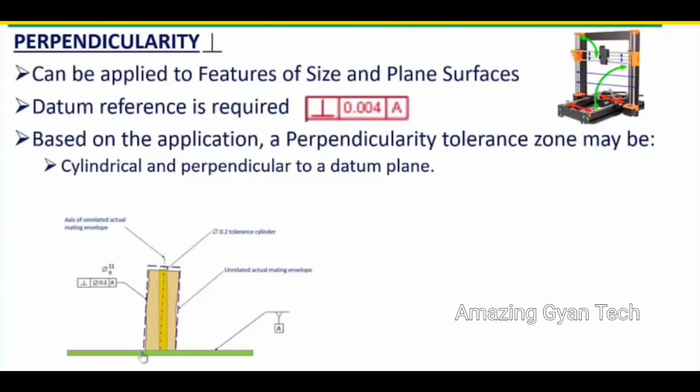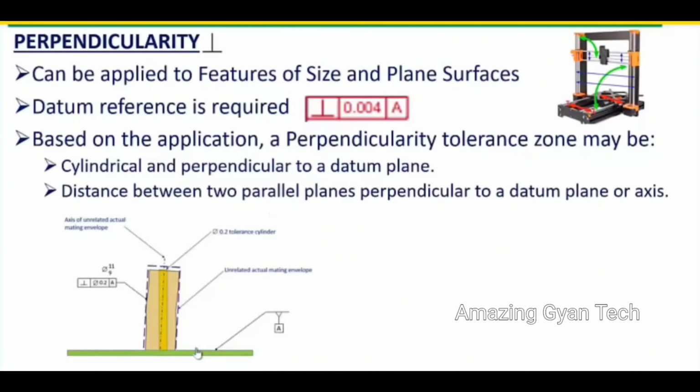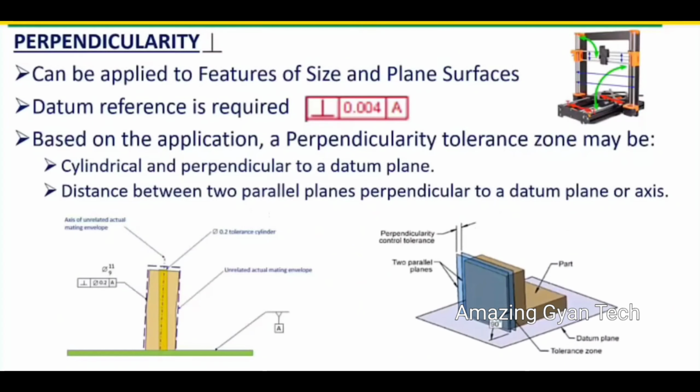In this figure, you can see the axis of the actual component should have a perpendicularity tolerance of 0.2 millimeter. That is a cylindrical tolerance zone with respect to a datum plane, because perpendicularity is an orientation feature. So you are going to orient one feature with respect to another feature. The other feature will become the datum plane, so definitely we need a datum in this case. And it may be a distance between two parallel planes perpendicular to a datum plane.